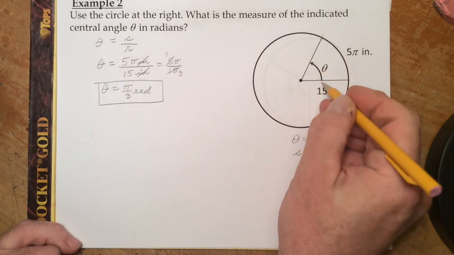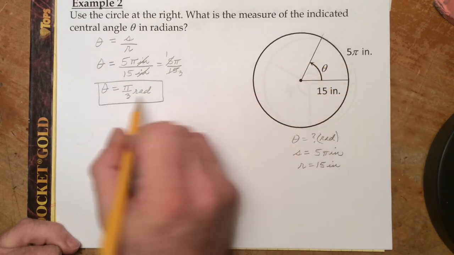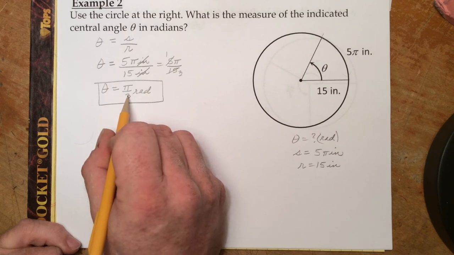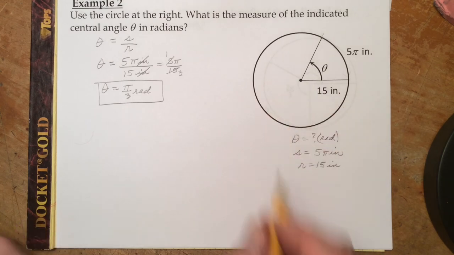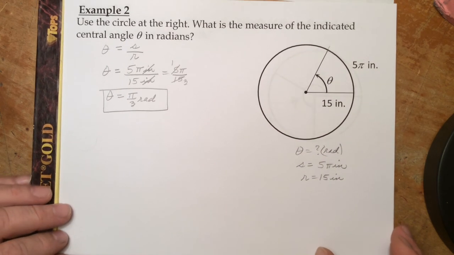the measure of this angle. We could, if we wanted to, take pi thirds radians and change it to degrees if we needed to. And there's one example of how that works.